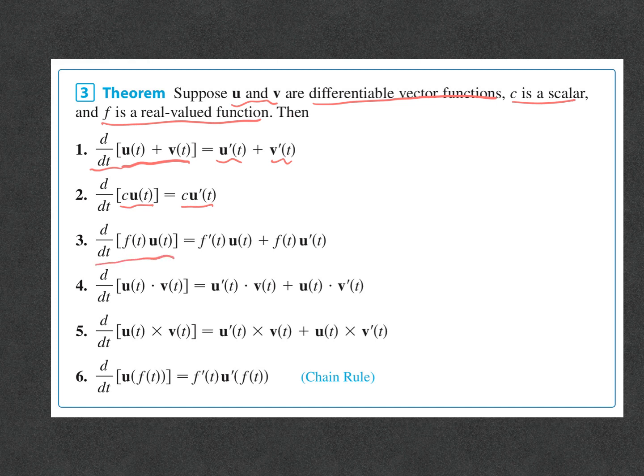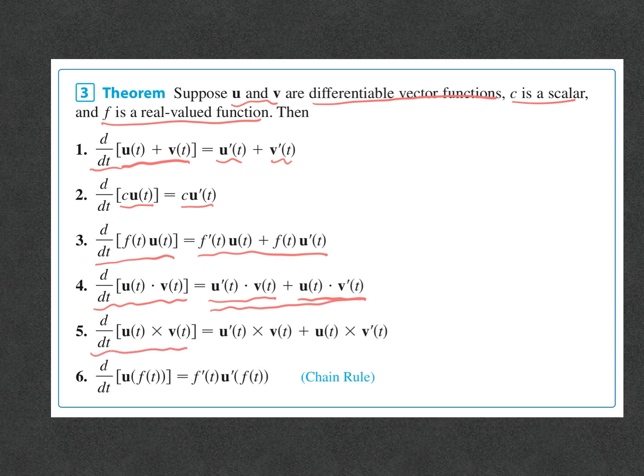If you're taking the derivative of the product of a function and a vector, you're going to use the product rule. So f prime of t times u of t plus f times u prime of t. So you'll see the product rule happening there. One of them is a vector, one of them is a function. In number 4, we have the derivative of the dot product of two vectors. So you're going to take the dot product of u prime times v, and then you're going to add the dot product of u times v prime. So it's the product rule in play here, but there's dot products in the process.